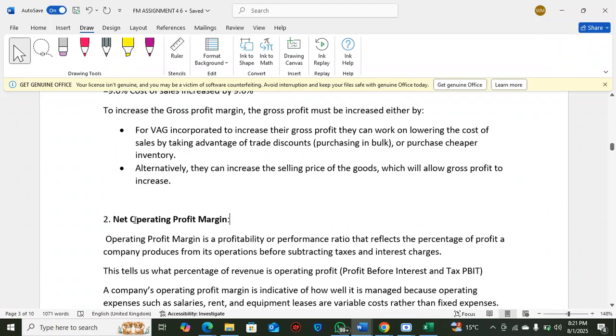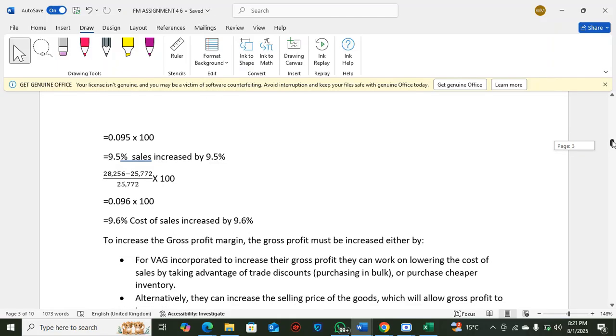Next, we're going to get the operating profit margin. I won't say net operating profit margin. Okay. Operating profit, colleagues, this is your profit before interest and tax, or in other books, you see it as earnings before interest and tax. That is your operating profit. Okay. So in this question, we're going to see here.